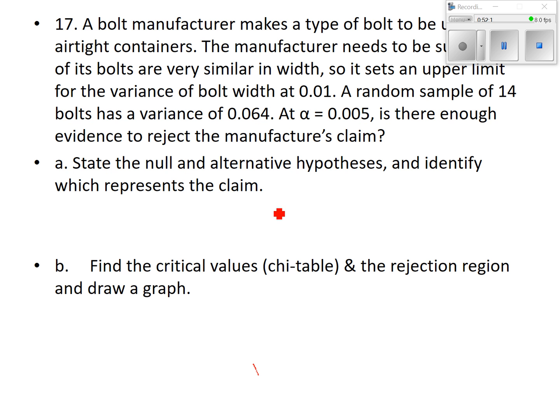So that means that our variance, that's our sigma squared, is less than or equal to the upper limit, and I think it says 0.01, right? Yeah. Don't get this confused, because the 0.01 looks like our alpha. It's not. Our alpha this time is 0.5%, because they want to be real precise.